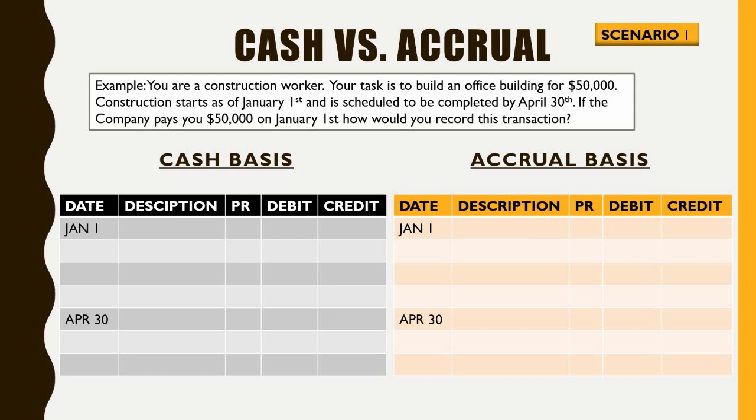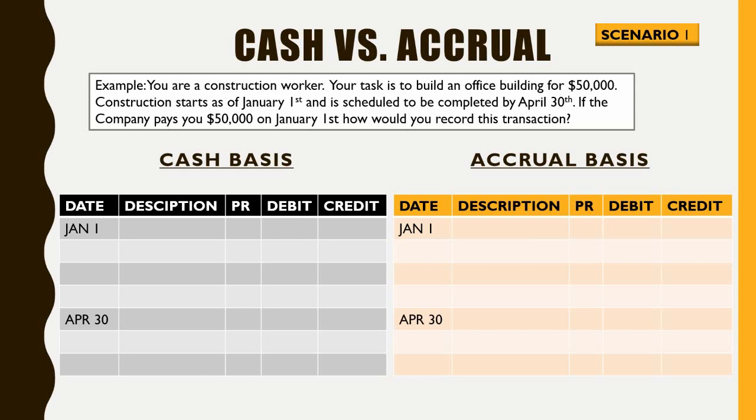So let's go ahead and take a look at an example. Here we're going to take a look at an example for cash as well as accrual basis so you can compare the difference. All right, so the example here is that you are a construction worker, okay? And your task is to build an office building for $50,000, all right? And the construction starts on January 1st and is scheduled to be completed by April 30th, okay?